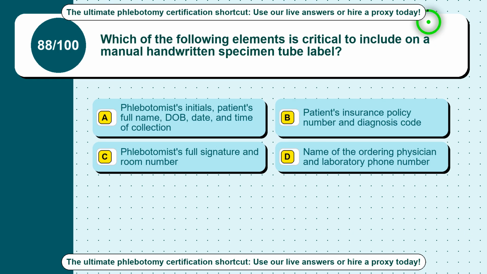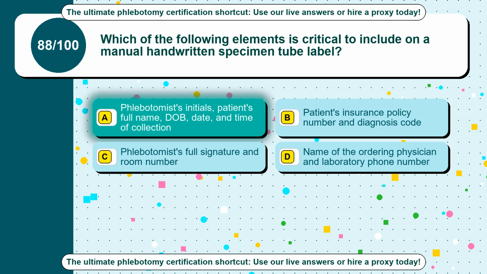Question 88. Which of the following elements is critical to include on a manual handwritten specimen tube label? Option A, phlebotomist's initials, patient's full name, DOB, date, and time of collection. Option B, patient's insurance policy number and diagnosis code. Option C, phlebotomist's full signature and room number. Option D, name of the ordering physician and laboratory phone number. The correct answer is option A, phlebotomist's initials, patient's full name, DOB, date, and time of collection.